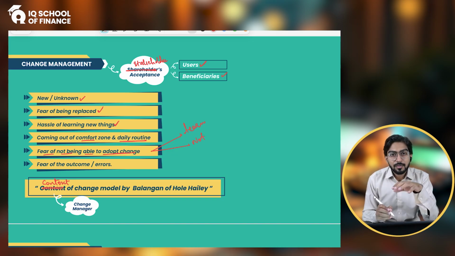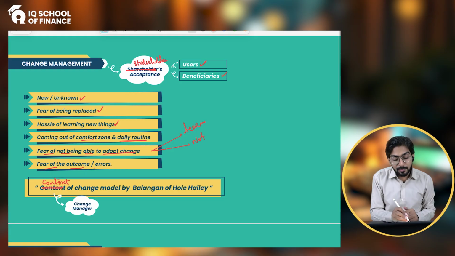Obviously you will fire them, but your employees will think about this beforehand, how much chance they have. For example, if there is a very old person, obviously in old age things are difficult to adopt, right? So that person would be really scared that I might not be able to learn new things. So what will happen to me? That fear is going to create a resistance from his side. Then fear of outcome and the errors.